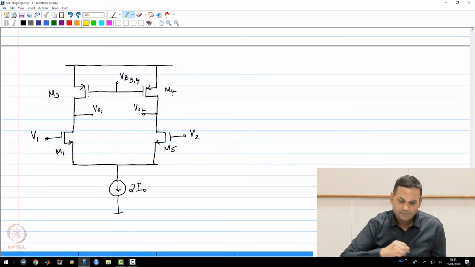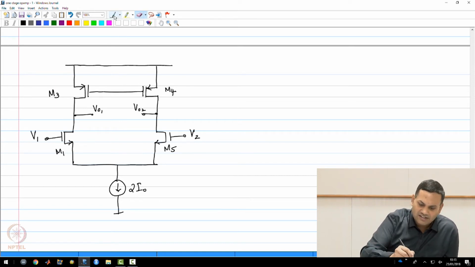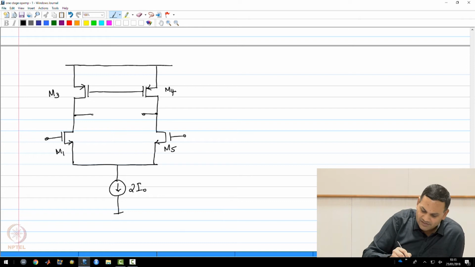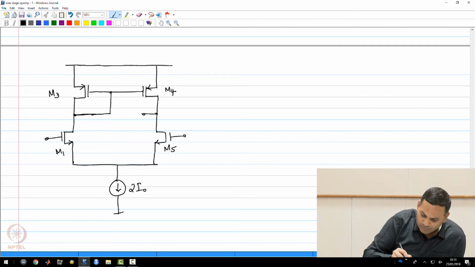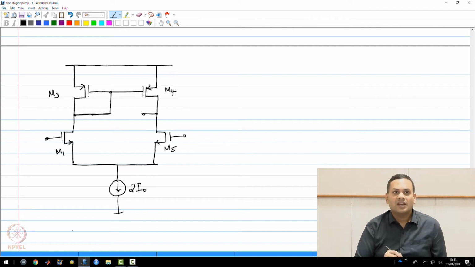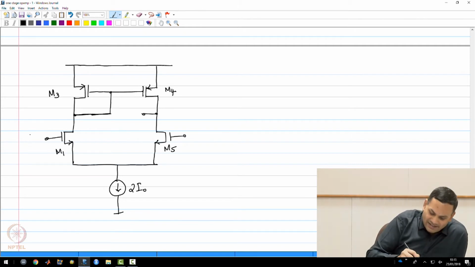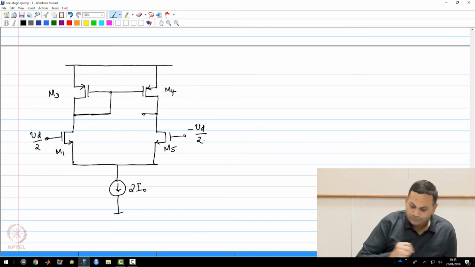and change this connection slightly to modify our circuit. So please note the change in circuit connection. I am now taking the gate of M3 and M4 and connecting it to the drain of M3. Let us see what happens for the differential currents in this case.